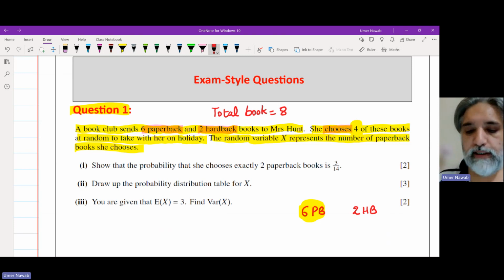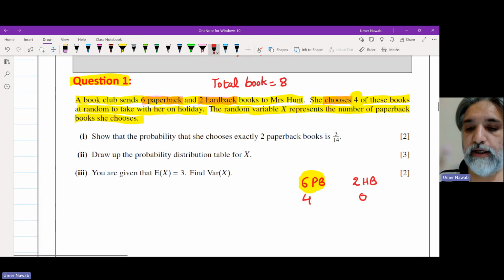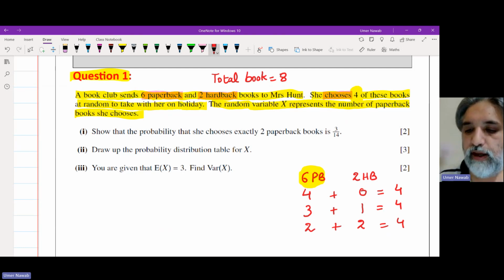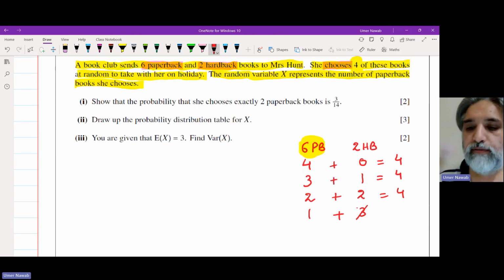So there are many possibilities. Suppose she picks all paperback books and doesn't take any hardback book with her, or maybe she takes 3 paperback books and 1 hardback book. And you remember that the sum of the books should be 4 because she is going to select a total of 4 books. Do we have any other option? She may have 2 paperback books and 2 hardback books, which equals 4. Can we have 1 plus 3? No, we don't have 3 hardback books. In total, we have 2 hardback books. So there are only three options left to us.